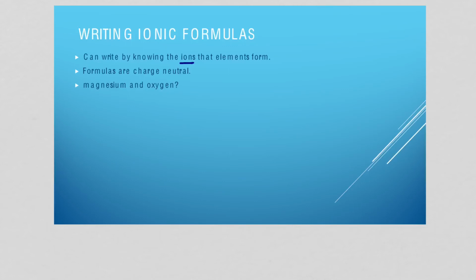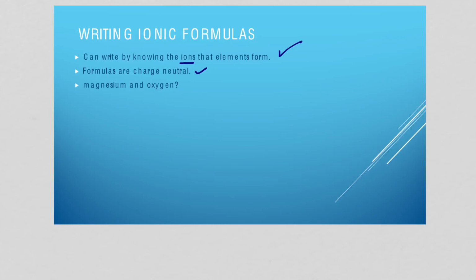So a couple things to remember. The first thing goes back to one of the reasons why you should be working on memorizing those common charges that we talked about last chapter, right? We need to know what charges certain groups on the periodic table form, and understanding that when we write out the formula, it must be charge neutral. We must have the same amount of positive and negative charge.